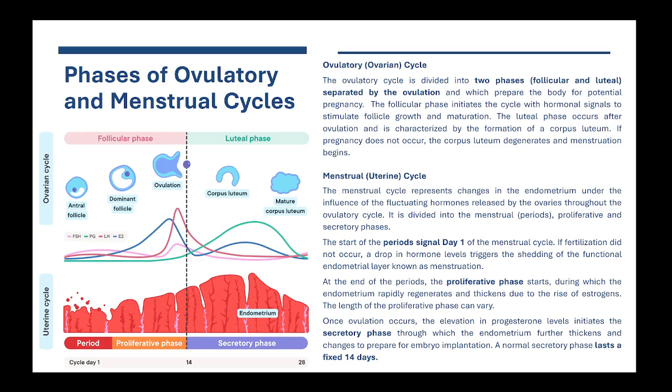Now, once ovulation occurs, then there is an elevation in progesterone level, and that will initiate the secretory phase through which the endometrium will further thicken and change to become able to welcome the implantation of the embryo. So, contrary to the proliferative phase, the normal secretory phase has a very set, fixed number of days. It lasts a fixed 14 days.